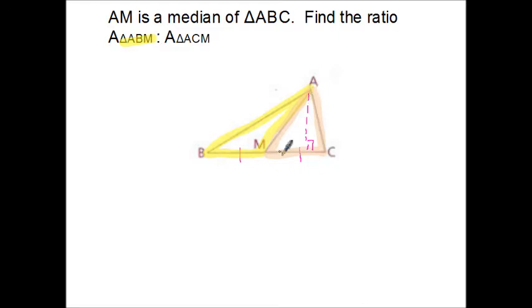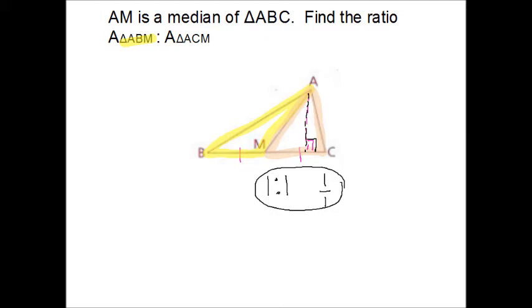Well, look at this creamish color. We have triangle ACM. Its height for base CM would be the same height. If we have the same base and the same height, that means we have the same area. So the ratio is going to be a 1-to-1 ratio.